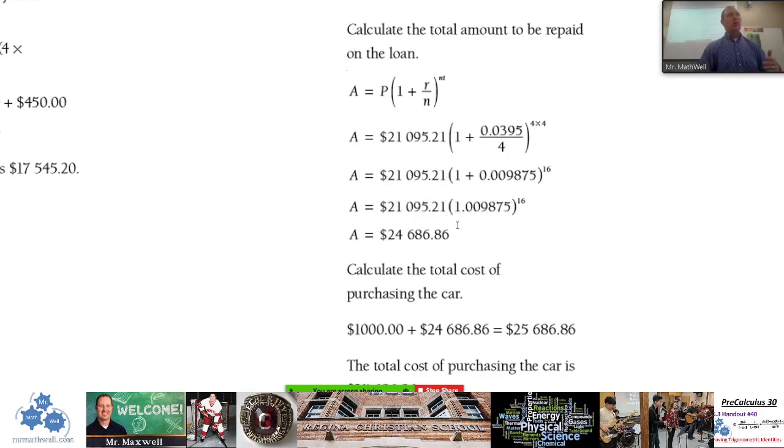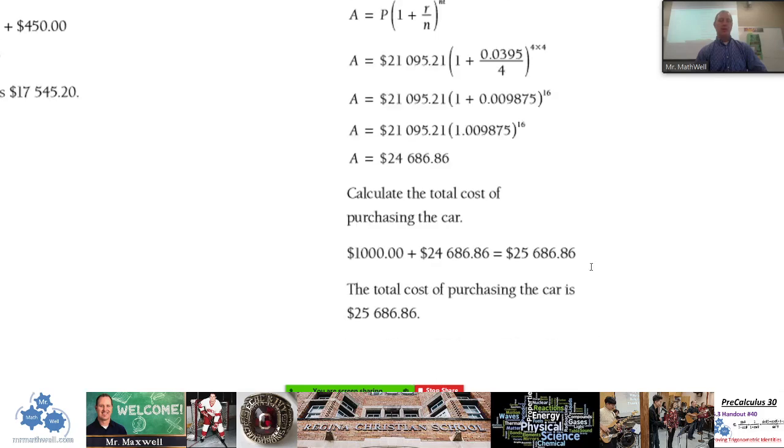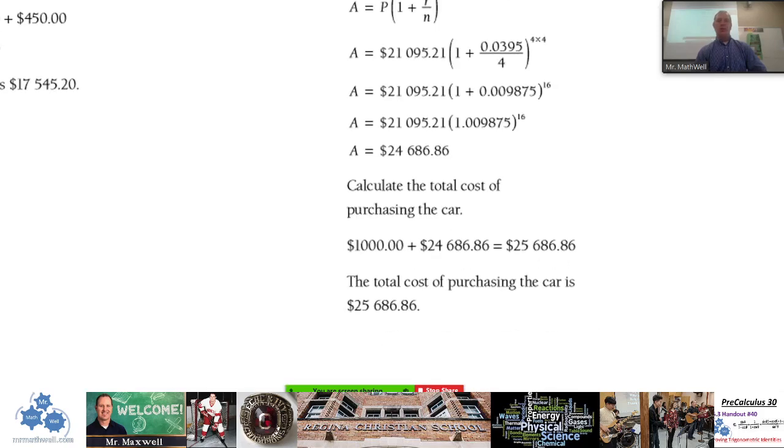Now your calculator should be able to do those order of operations on its own. The calculator should be smart enough to do that, but just to be certain, you might want to break it up into little pieces like they did here. So obviously this is the amount of the $21,000 plus the interest, and then you add the $1,000 that she paid, and here's the total right here, $25,000. So the total cost of purchasing the car was $25,000.